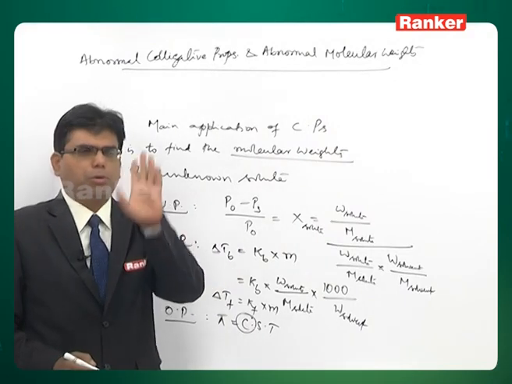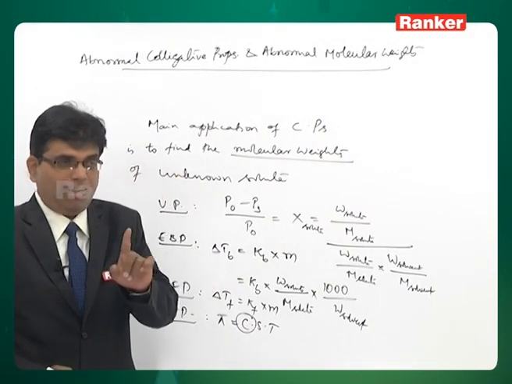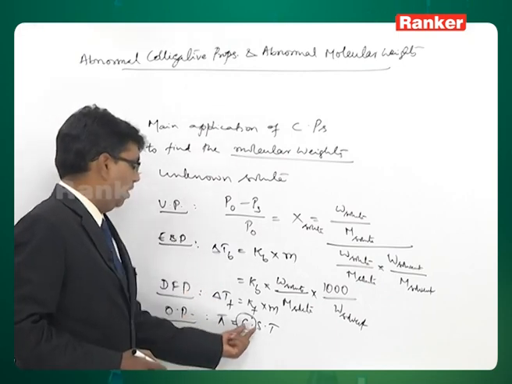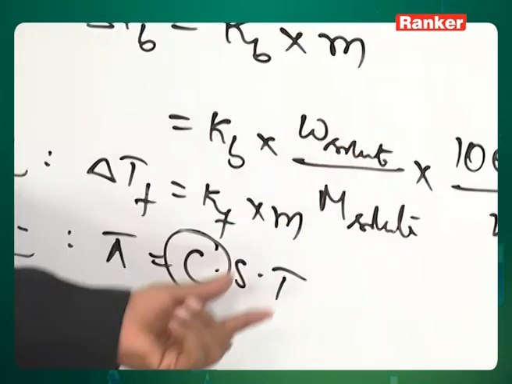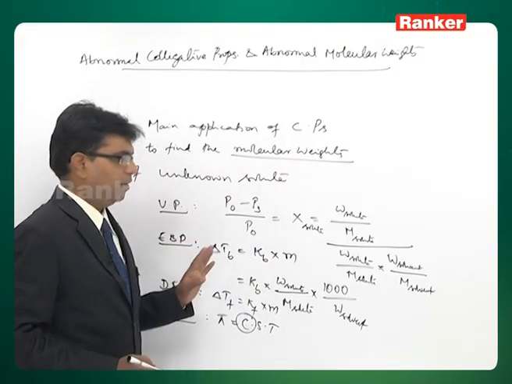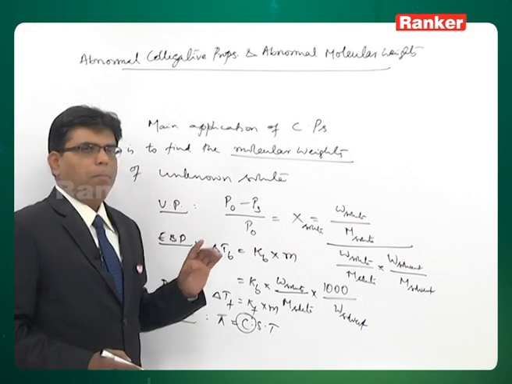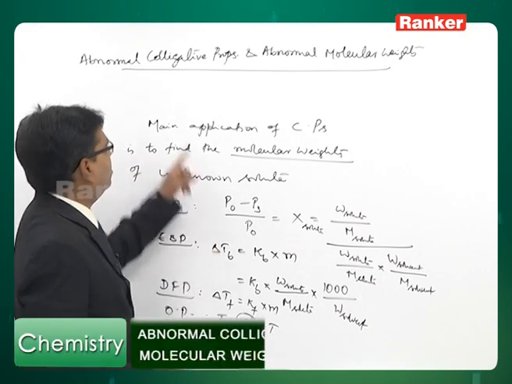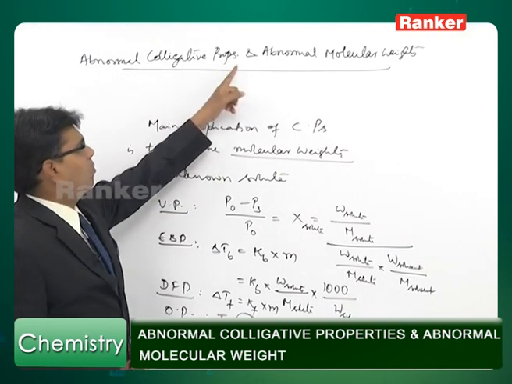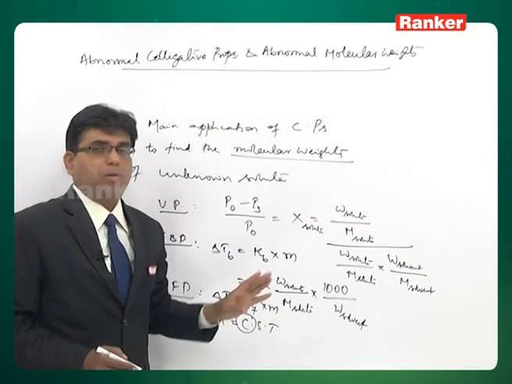Any one colligative property you measure experimentally. From the experimental values, then you take this and determine the molecular weight of solute. So, that is the main application, right. But why I discuss this here under this is about to discuss about this abnormal colligative property and abnormal molecular weight.